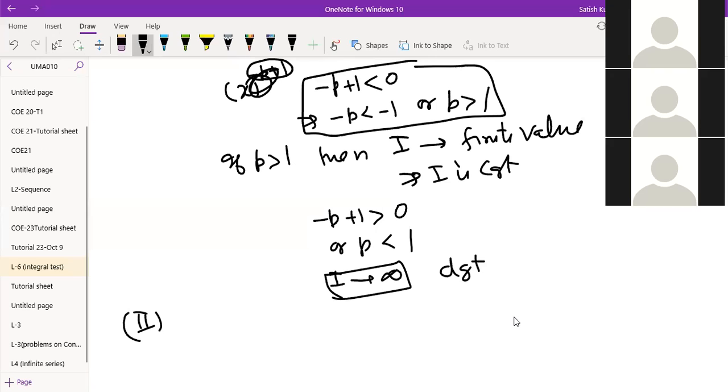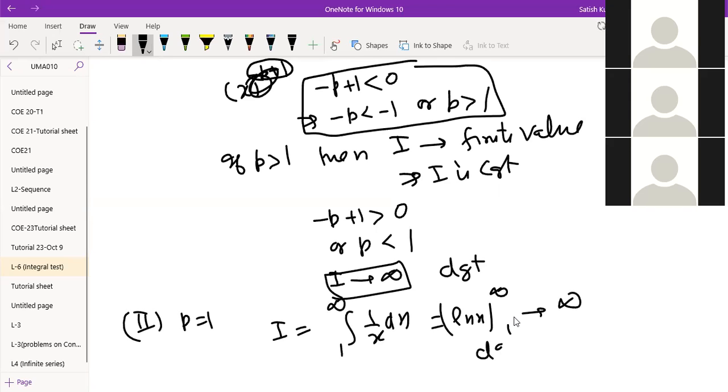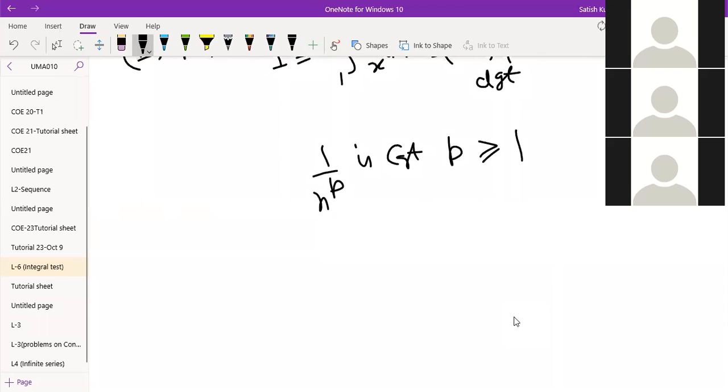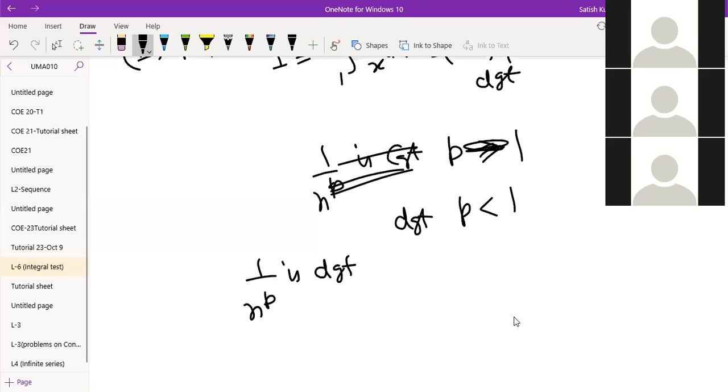And the second case is when p is equal to 1, then the integral is 1 by x dx, from 1 to infinity, it is ln x, from 1 to infinity, and it is infinity, so it is divergent. Now if you compare, the result I have given is: the series 1 by n raised to power p is convergent if p is greater than 1, and it is divergent if p is less than or equal to 1.